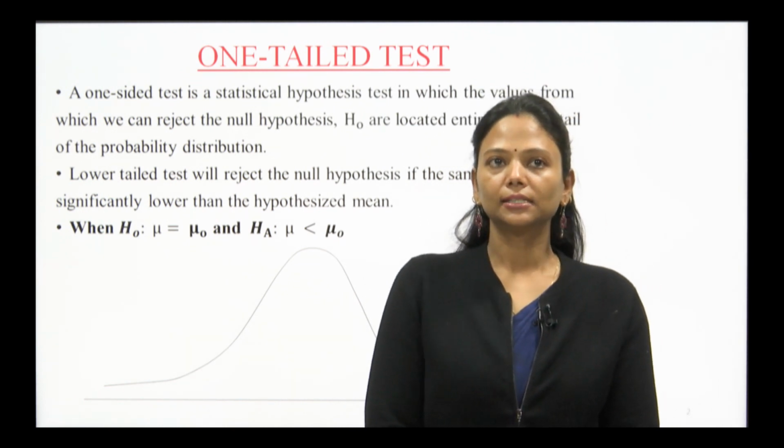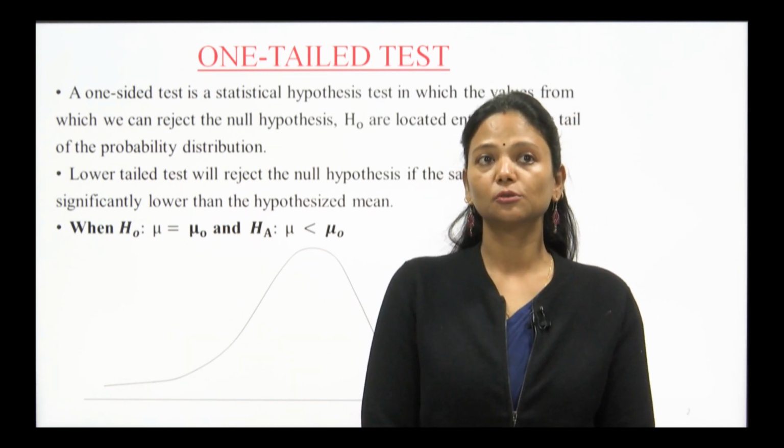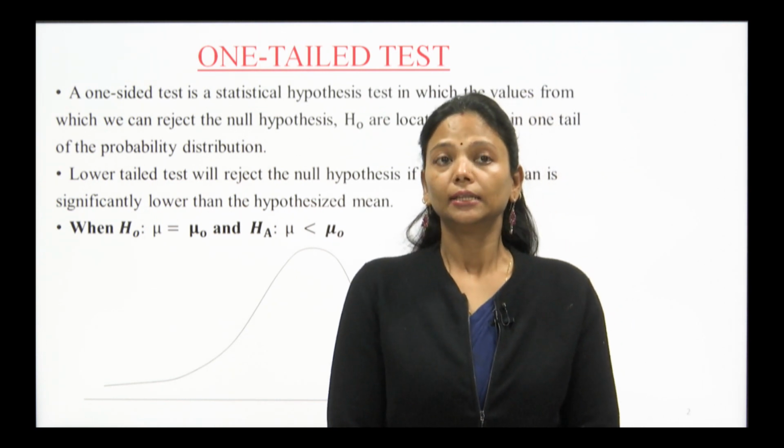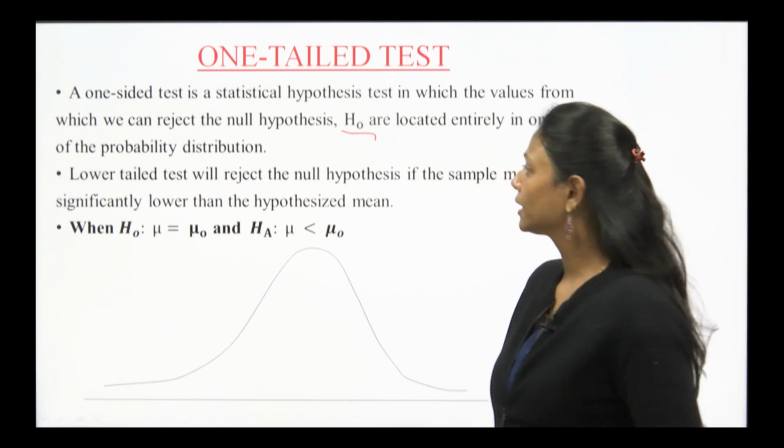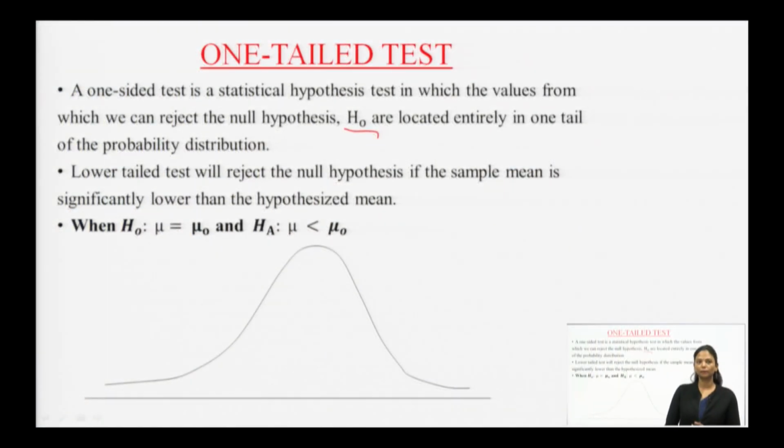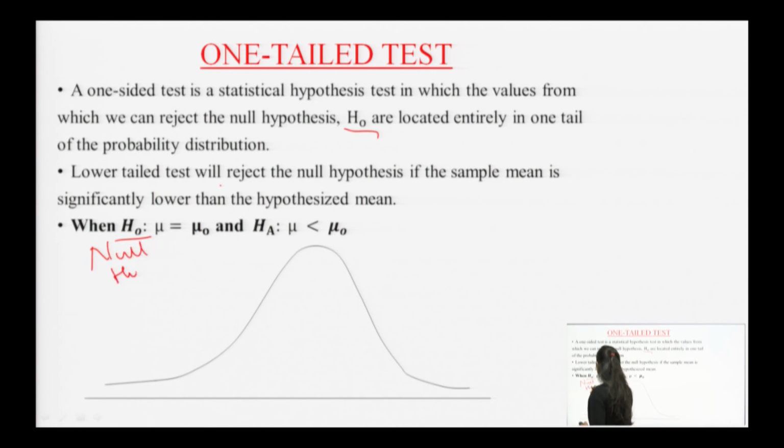One sided test is a statistical hypothesis test in which the values from which we can reject the null hypothesis, that is H naught, are located entirely in one tail of the probability distribution. One tail means onto either of the two sides of the bell shaped curve. Lower tailed means we will reject the null hypothesis if the sample mean is significantly lower than the hypothesized mean. That means H naught is your null hypothesis.